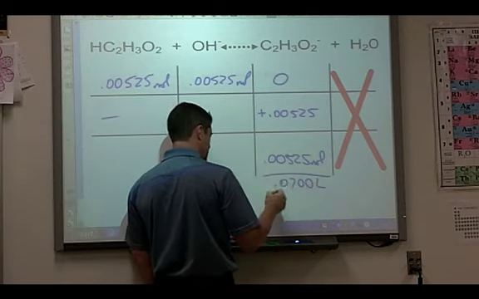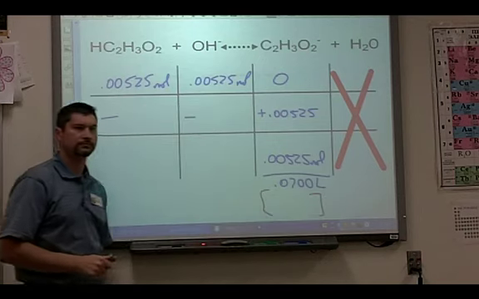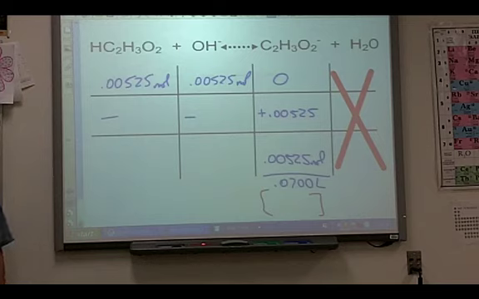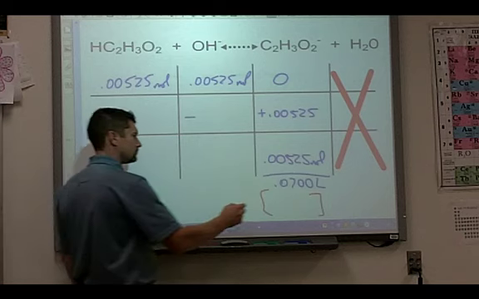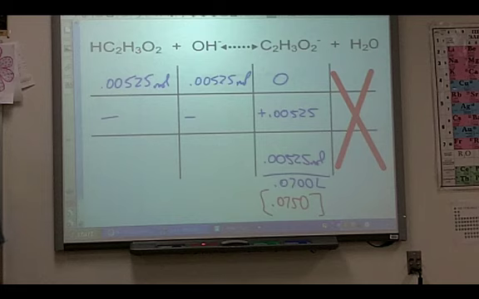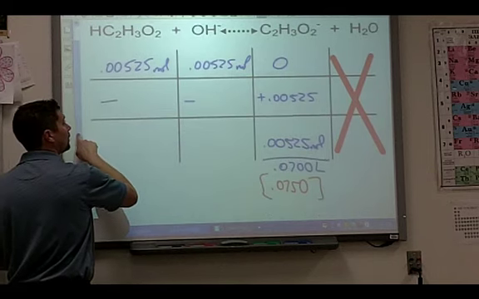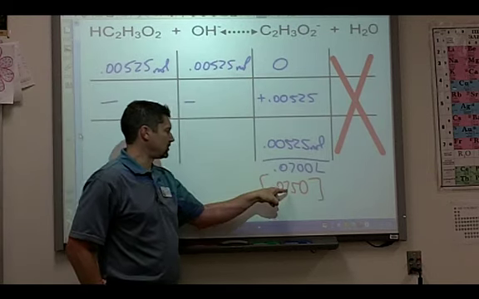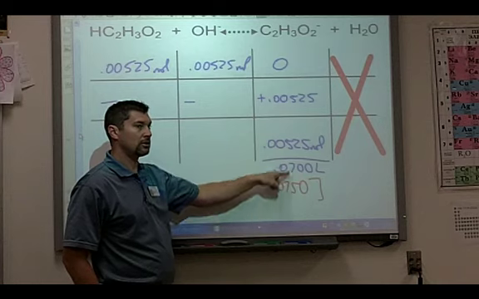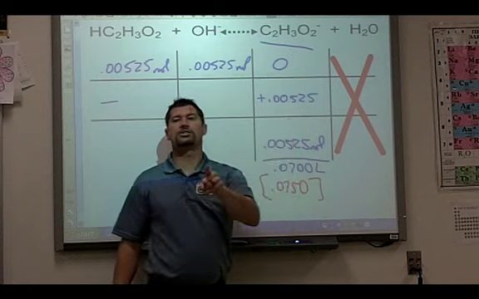Somebody do this math for me and tell me what you get. 0.0750. Okay? Is everybody cool? Yes. Alright, watch. I'm going to make some magic happen. You ready? What is that? The molarity of acetate. What is acetate?